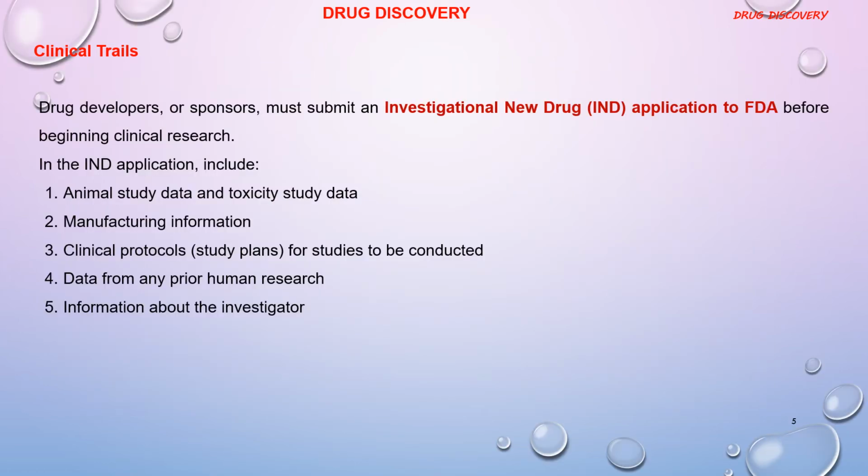Prior to starting with the clinical investigation, the developer or the sponsor should submit the investigational new drug application to FDA. The application should include data on animal studies and toxicity studies done under preclinical trials, the manufacturing information, clinical protocols for studies to be conducted, data from any prior human research, and information about the investigator.